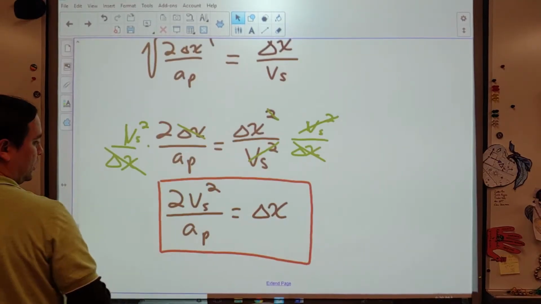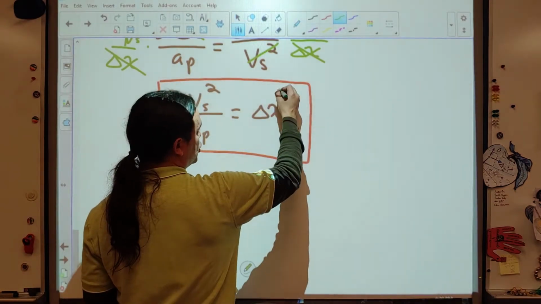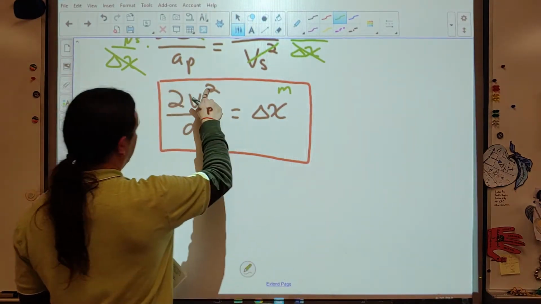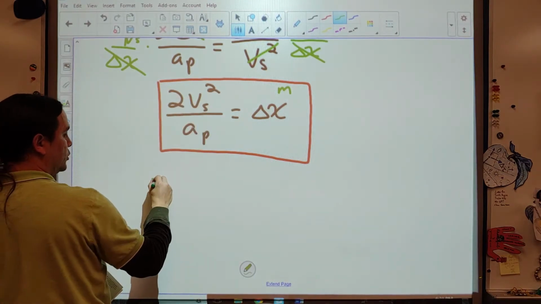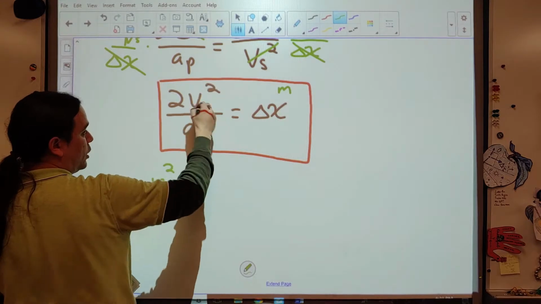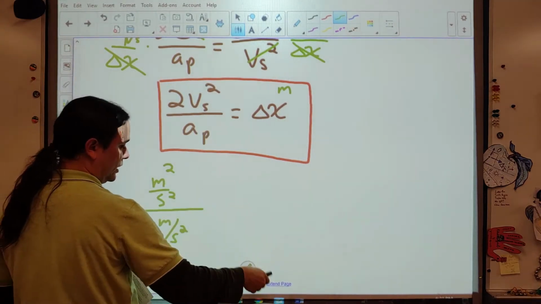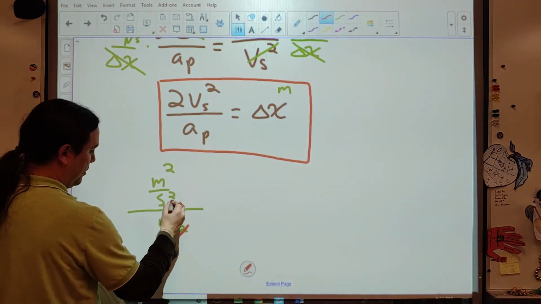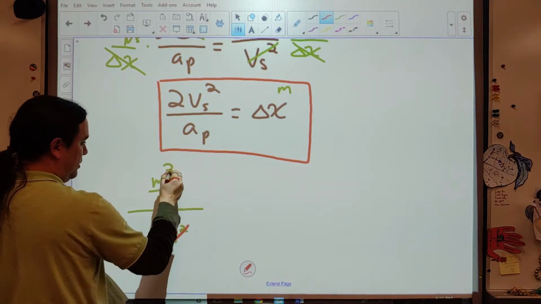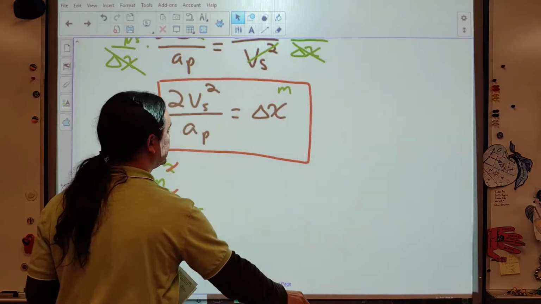Let's see what we get down here with this equation. So I've got delta x, which should have units of meters. Here I've got v squared, so that would be meter per second quantity squared, so that's meter squared per second squared up top, divided by meter per second squared for the acceleration on bottom. Well, they're both divided by seconds squared, so that cancels out, and the meter cancels out with one of those, and we're left with units of meters as well.